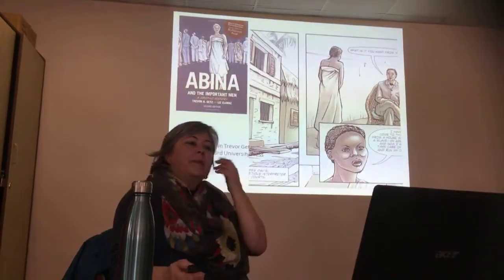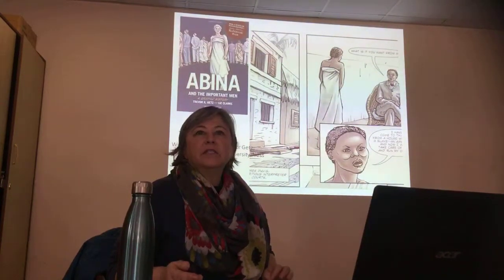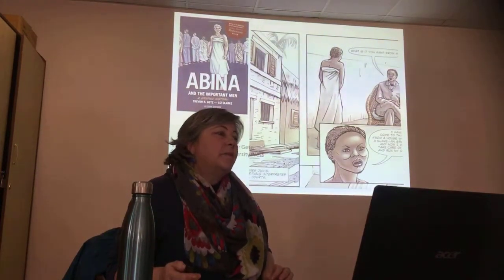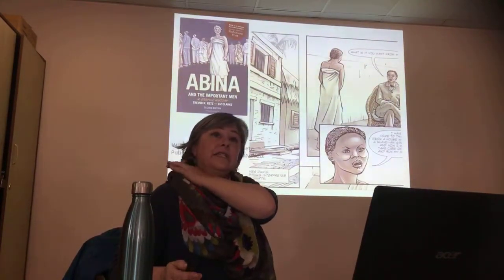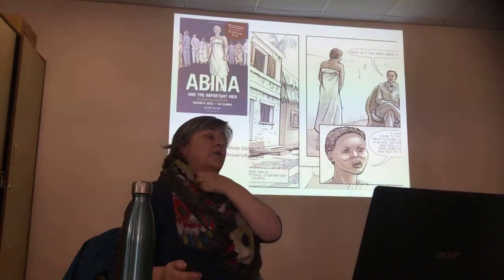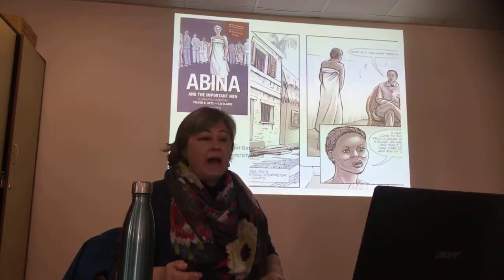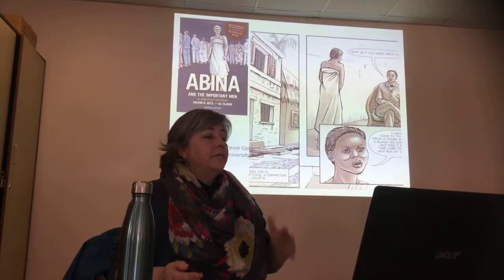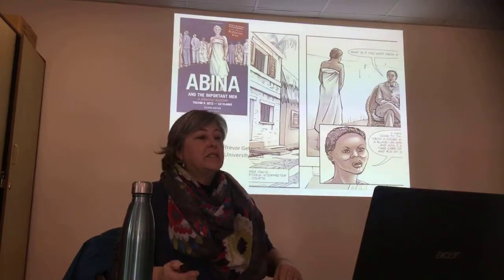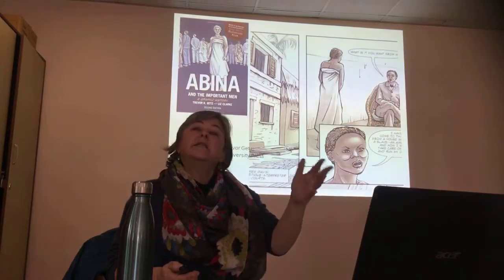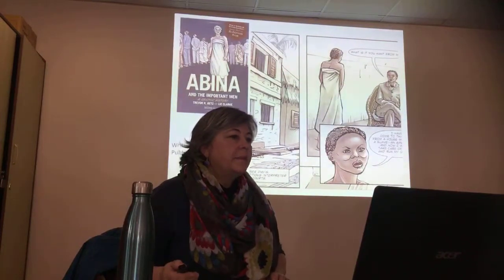So this is an example. The book Abina and the Important Man was published by Oxford University Press. They actually have a book series of graphic novels to be used in university history classrooms. And so this was the first one that they published. It was based on documents that a historian found doing research on the early British colonial period in Ghana. So we're starting to see more and more academic researchers turn their work into graphic novels.